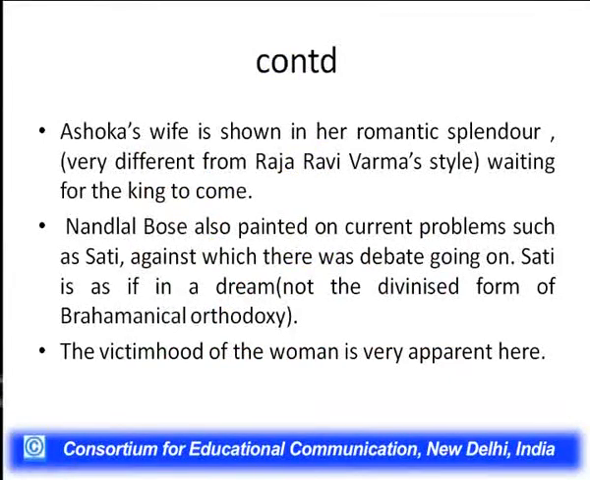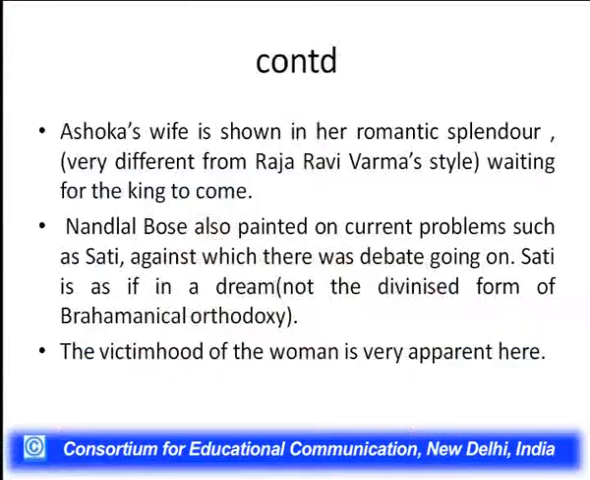Now, as was shown in one of the earlier paintings of Ashoka's wife, she is shown in a romantic splendor, which was very different from Raja Ravi Varma's style of painting, where the emphasis was not on grace or demeanor or obedience, but it was an upright face where she had all the right to show her expressions and to wait for her king. Then Nandalal Bose also painted on current problems, as I just shared with you the painting on Sati, and the Sati is shown in a dreamlike state.